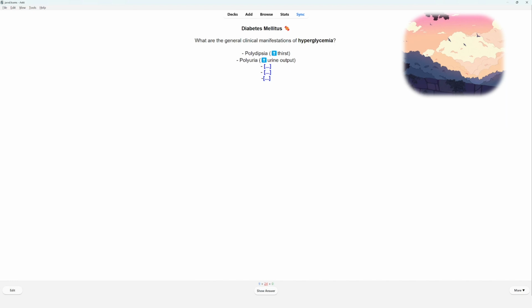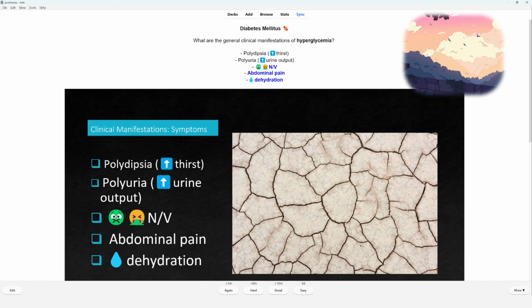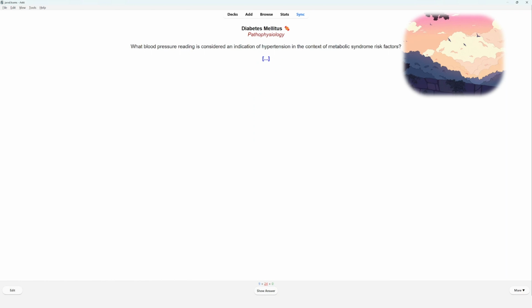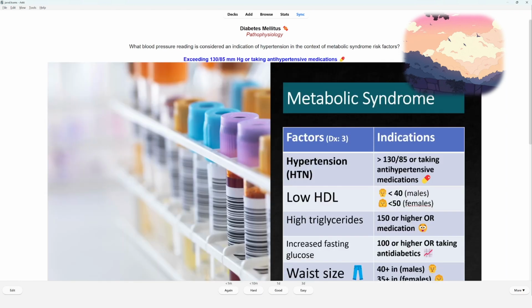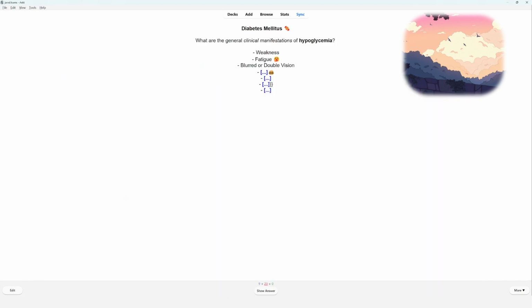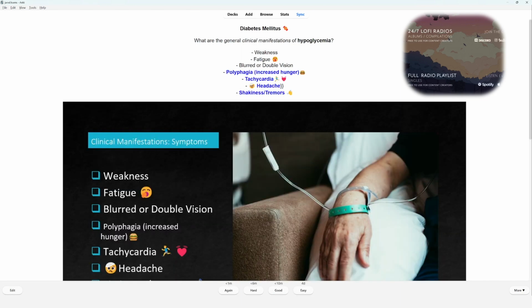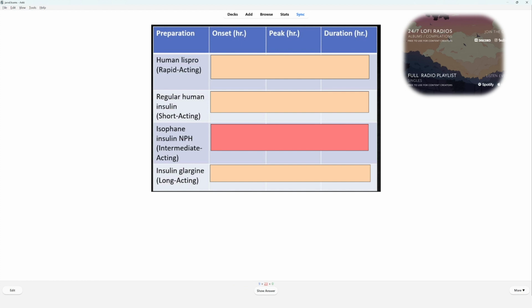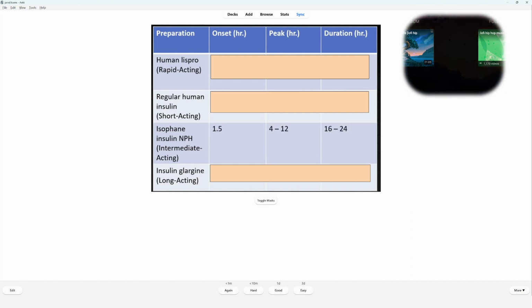Nausea, vomiting, diarrhea, nausea, vomiting, abdominal pain, and dehydration. The blood pressure reading is considered 130 over 85, or the hypertensive medication. Polyphagia, tachycardia, headache, and shakiness, tremors. Onsets 2 to 4, and then 4 to 12, and then 16 to 24. 1.5, okay.